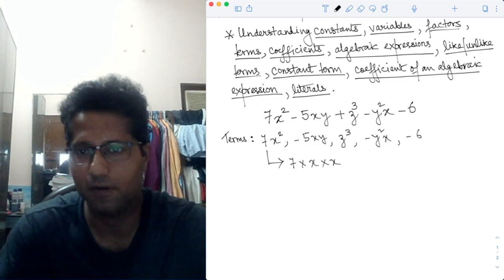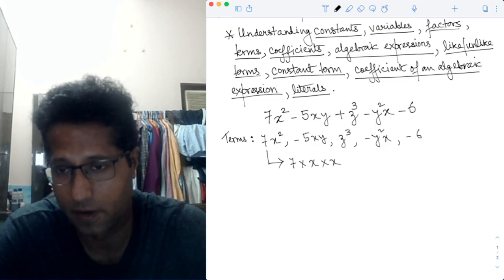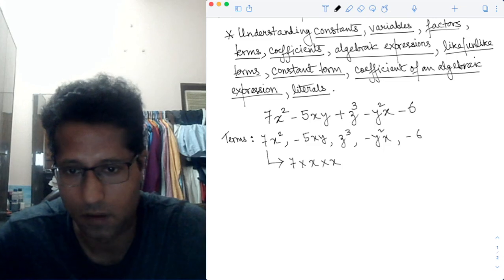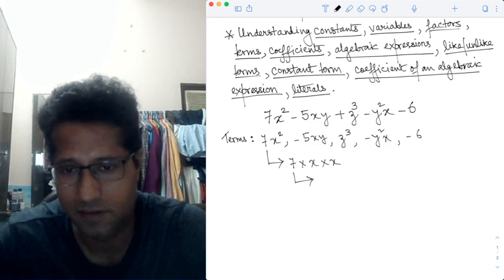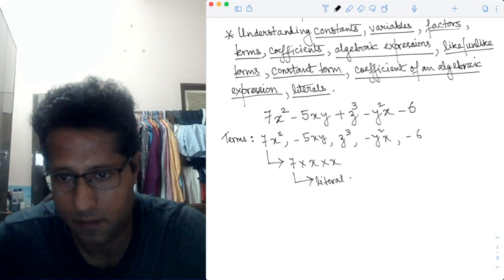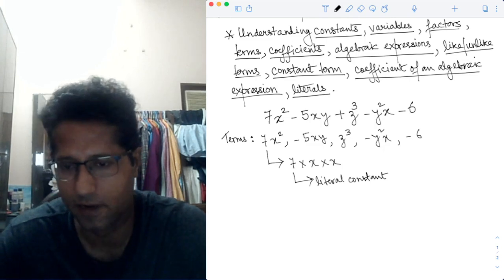X is a literal variable, whereas 7 is a literal constant. Now 7, this is a literal constant, or it's very casually said it's a constant, that is a number.